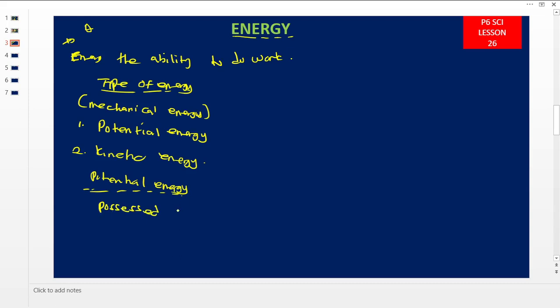So, possessed by objects or bodies at rest. Like me here, I'm seated. Now my body is possessing potential energy. You are also seated watching this. You are possessing potential energy.